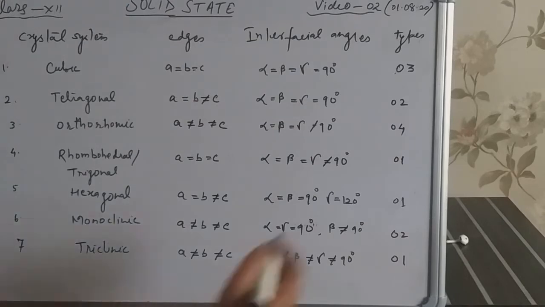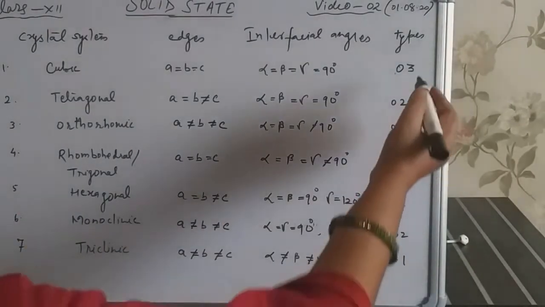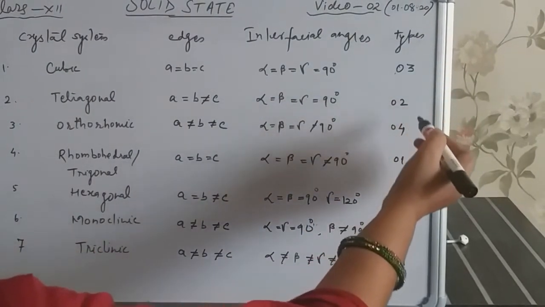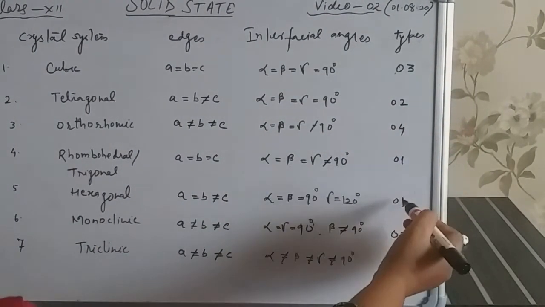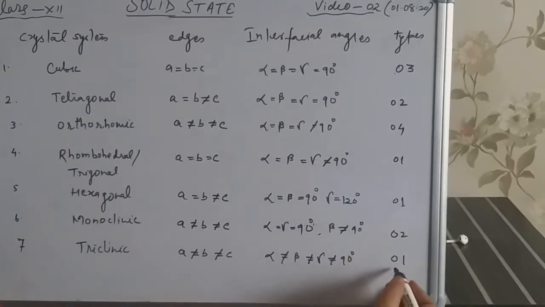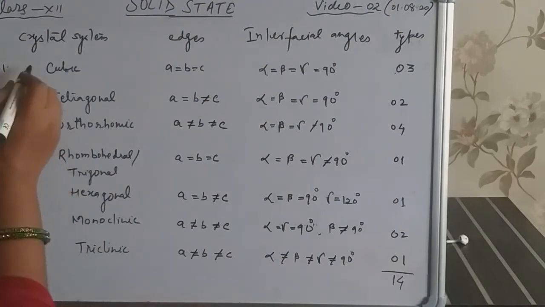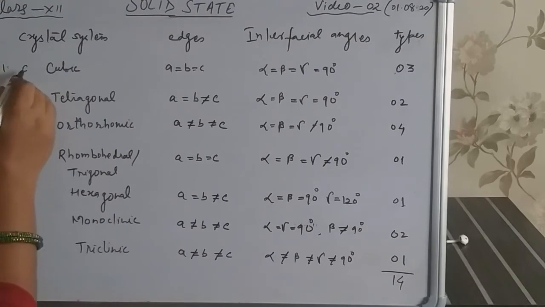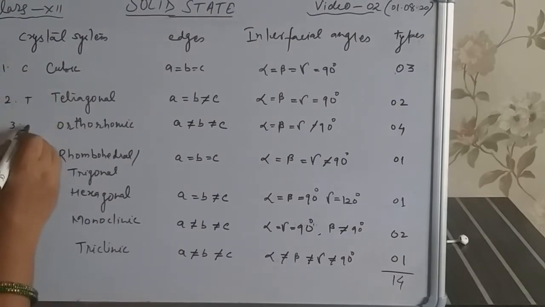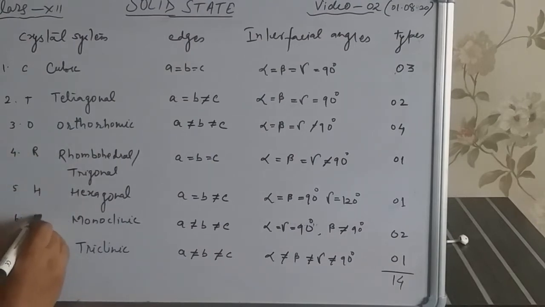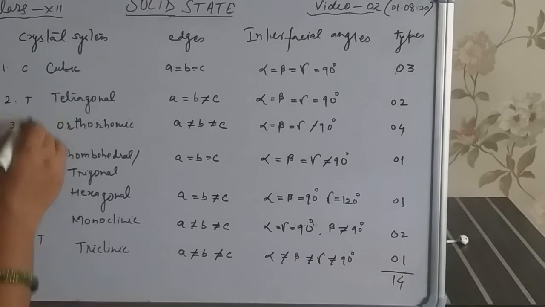So how many Bravais lattices are found? 3, 2, 4, 1, 1, 2, 1, making a total of 14 types of Bravais lattices found in nature. You can learn them by C, T, O, R, H, M, T. In this way you can learn all the crystal systems: CTORHMT.